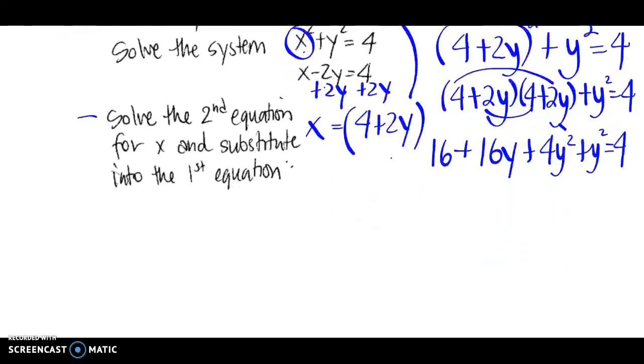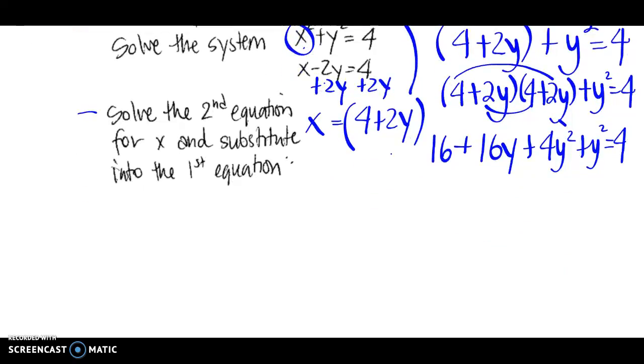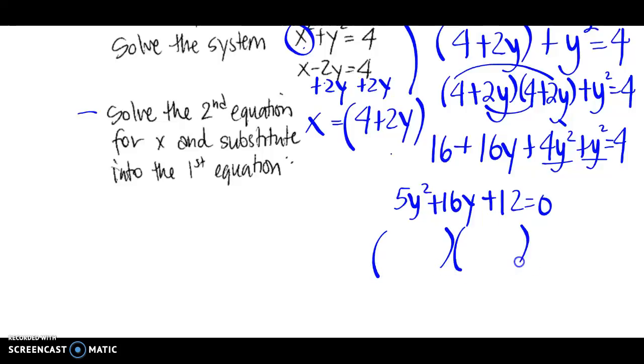We have a quadratic. Get everything on one side and combine everything. Subtract the 4, and I'm going to add these two terms. That's 5y squared plus 16y. And then if you have 16 and you subtract 4, it'll be plus 12. You can use the quadratic formula, but this is factorable. If you want the quadratic formula, then I will give that to you. You can just ask me.